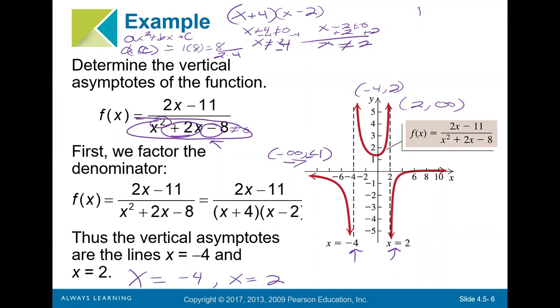So my domain, if I wanted to state my domain here, we're going to state it's negative infinity to -4 unions -4 to +2 unions 2 to infinity.